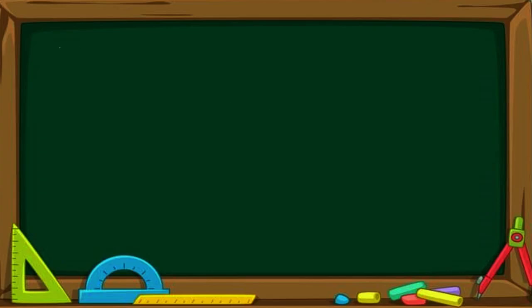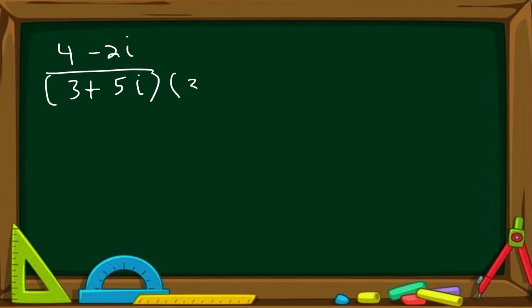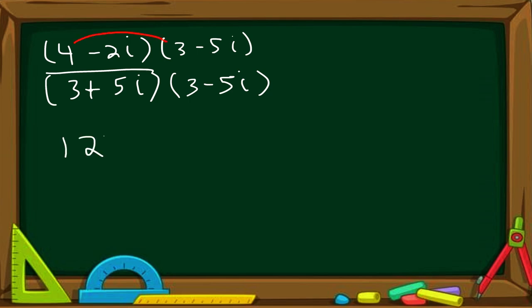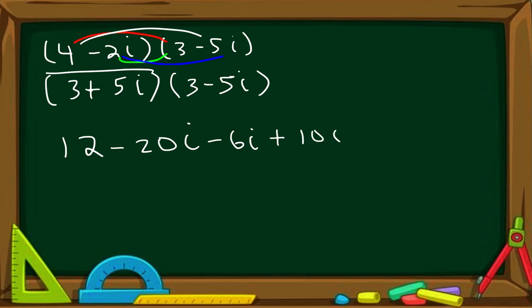Let's try one more example. 4 divided by 3 plus 2i. Simplify the expression. So we're going to have to multiply the top and the bottom by the conjugate of the denominator. So on top, we need to FOIL. 4 times 3, that's going to be positive 12. And then 4 times negative 5i, that's negative 20i. And then negative 2i times 3, that's negative 6i. And then we have negative 2i times negative 5i. That's going to be positive 10i squared.